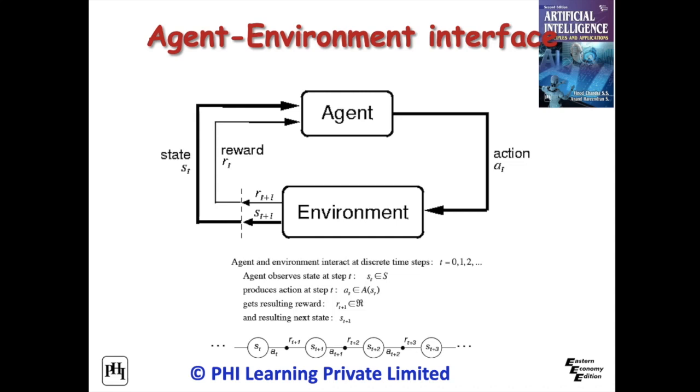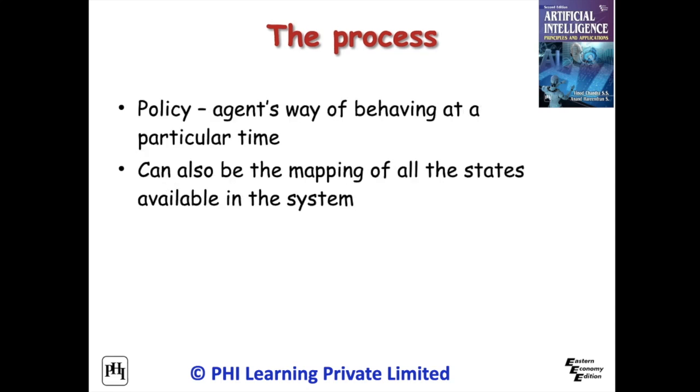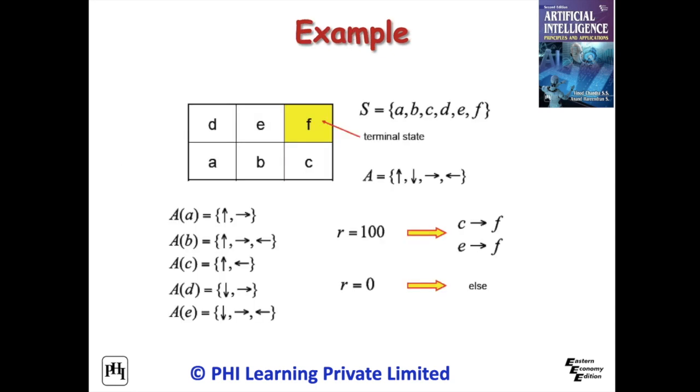return, of the agent. Major process includes: study the environment and states, explore, exploit the paths, adapt the correct policy, value function, reward function. The process includes agent's way of behaving at a particular time that can also be the mapping of all the states available in the system. An example is given in figure. Here F is the terminal state.